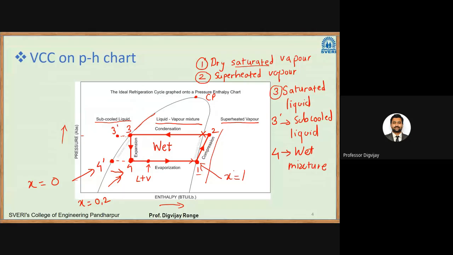So I'll repeat again. Point 1 is a dry saturated vapor. Point 2 is a superheated vapor because it is to the right of the saturated vapor curve. Then point 3 is a saturated liquid because it lies on the saturated liquid curve. Then 4 is in between saturated liquid and saturated vapor. That is why it will have some dryness fraction. So at point 4 we have a liquid plus vapor mixture. Right, so this is the idea about the VCC on the p-h chart. We'll now see the various processes involved in it.